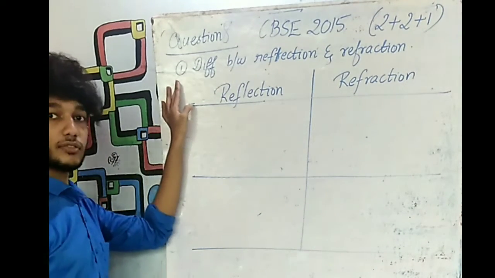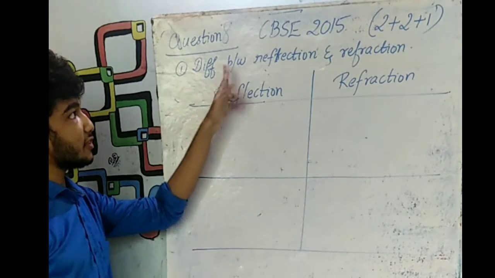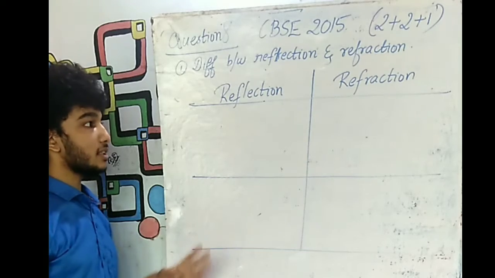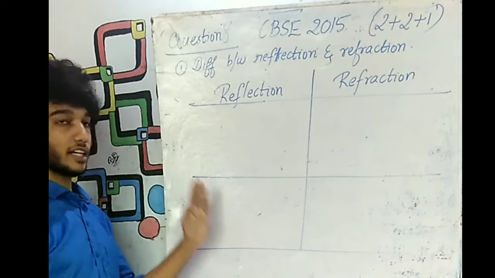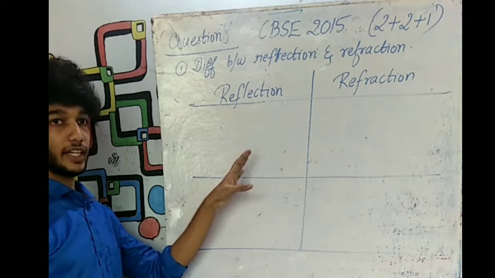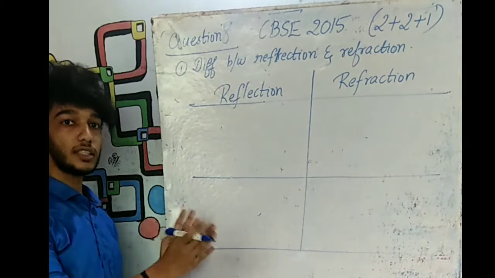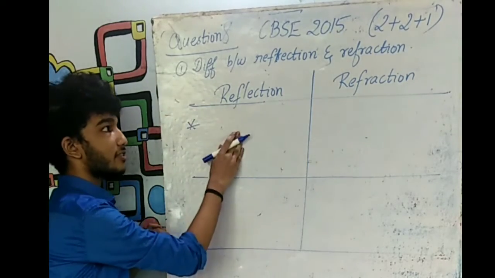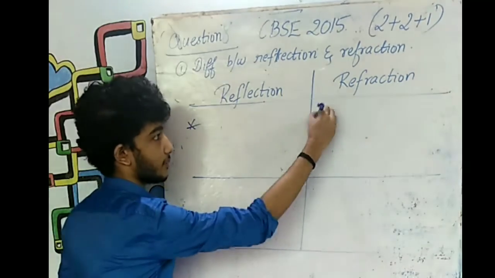First part comprises of 2 marks. See the question. Differentiate between reflection and refraction. So while attempting, the answer booklet has to be divided into 2 parts. One side of which you will write about reflection and the other side refraction, contrasting characters. So first difference, let us define reflection and refraction on both sides.